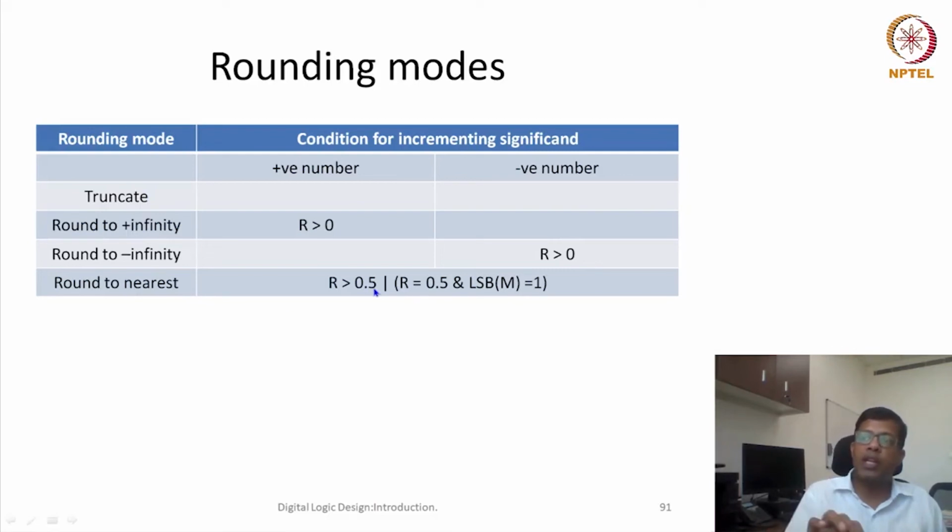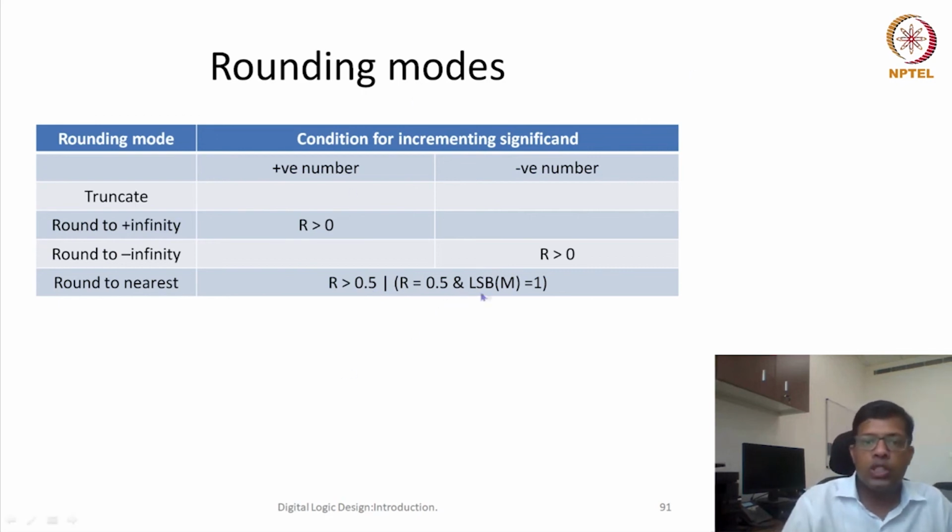So that means in my residue bits, in binary, if the first bit of the residue is 1 and any other bit other than the first bit of the residue is 1, that means the number is more than 0.5. So if the number is more than 0.5, we will always add 1 to the significant. But what if the number is exactly 0.5? Then we will see that if my significant is odd, then I'll add 1, otherwise I won't add.